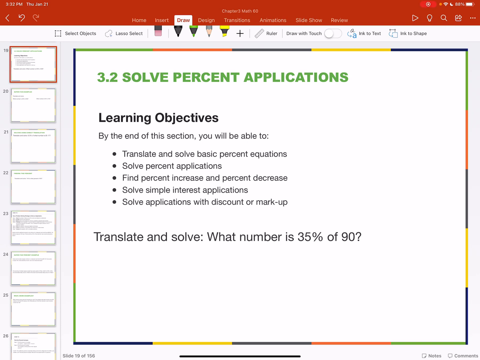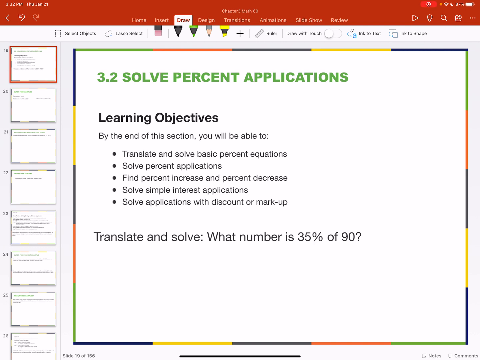Hello, welcome to section 3.2 where we solve percent applications. I know this is everyone's favorite, where we do percent equations, applications, increase, decrease, simple interest, and then discount or markup. So let's just jump right into things.